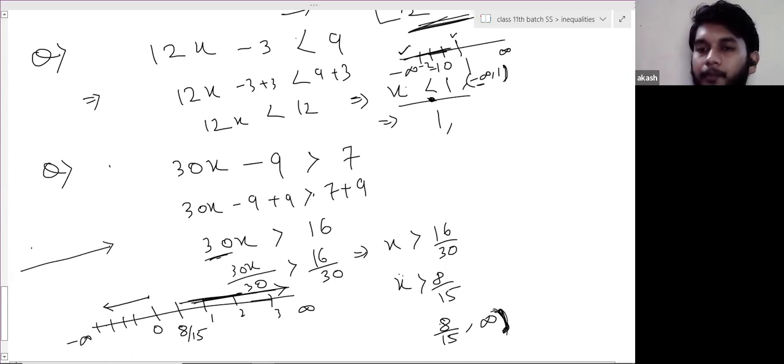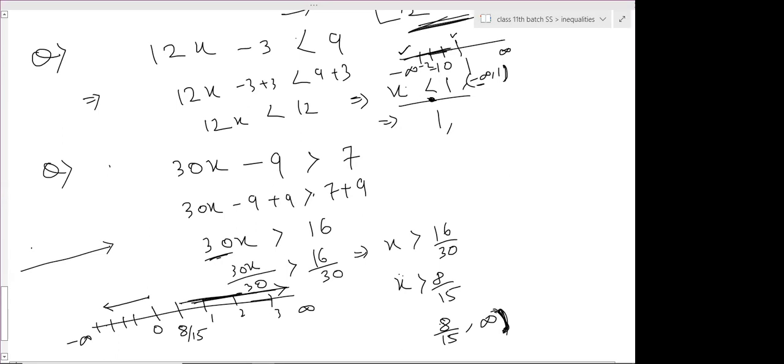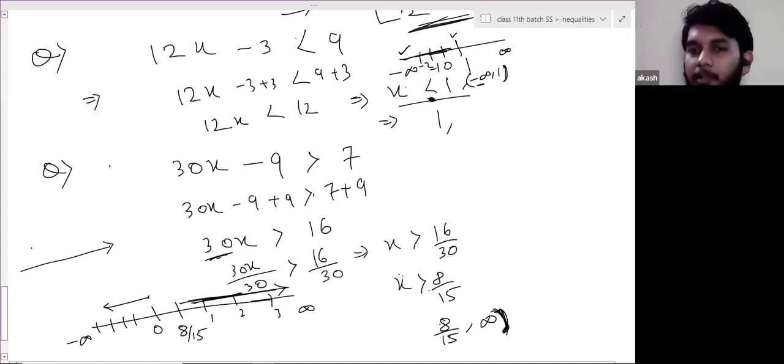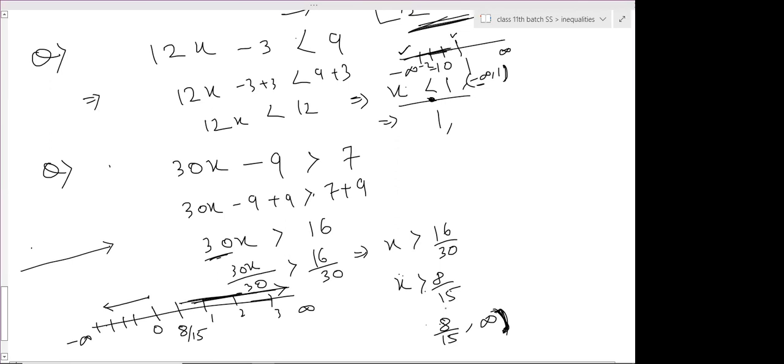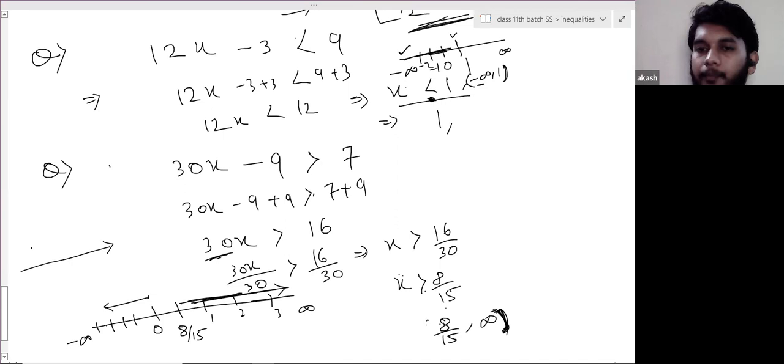And on this side, which brackets? Closed. Why closed? Because it's less than. No, no. See, x is strictly more than 8 by 15. If we had an equals to sign here, then we would include it, all right? There's no equal to sign. So open bracket here also.